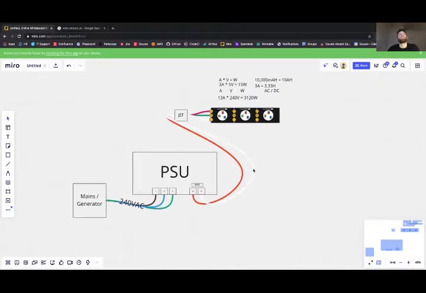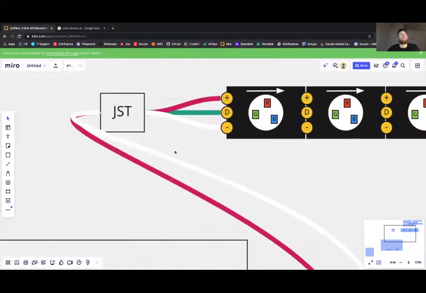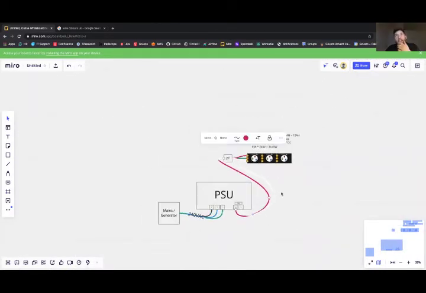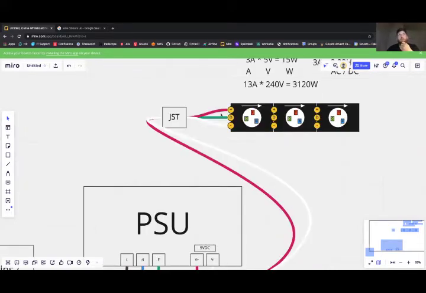Okay. That's not the same color red, so I'll keep it nice and identical. Okay, cool. So this is the makings of a rudimentary circuit to power your LEDs. Now, we haven't spoken about this green wire yet, but we will when we come to talking about control.